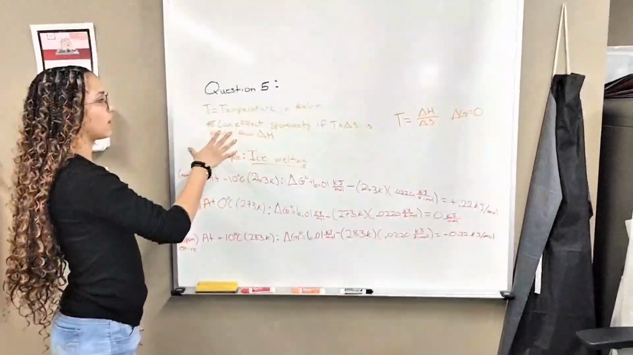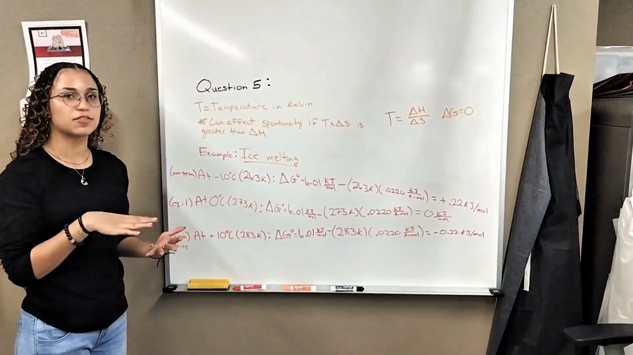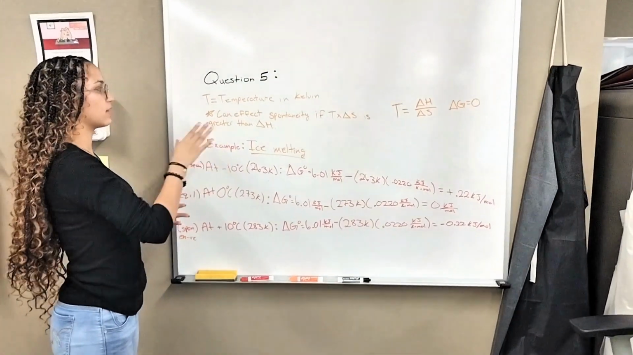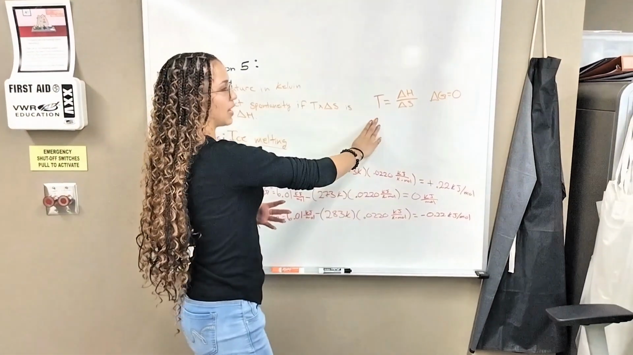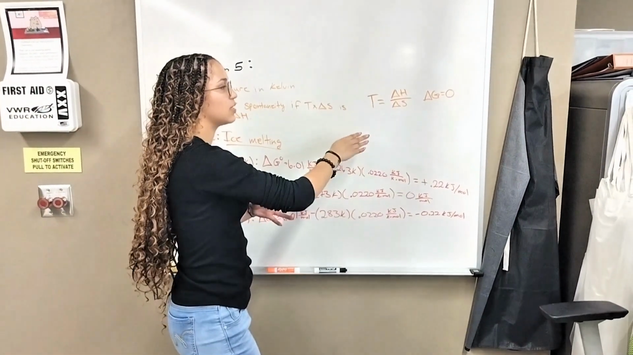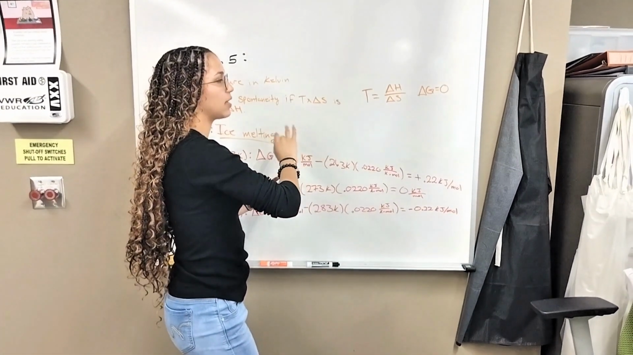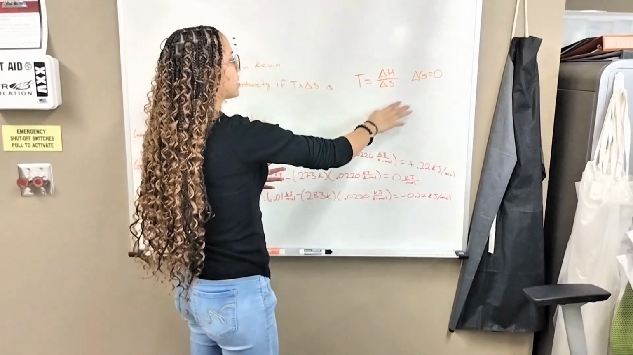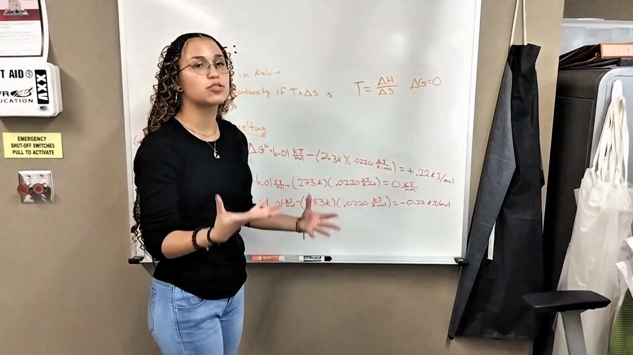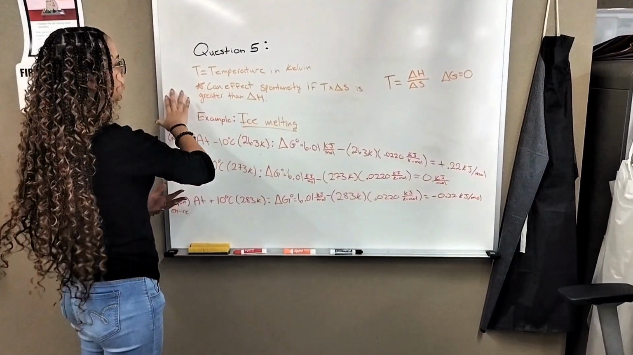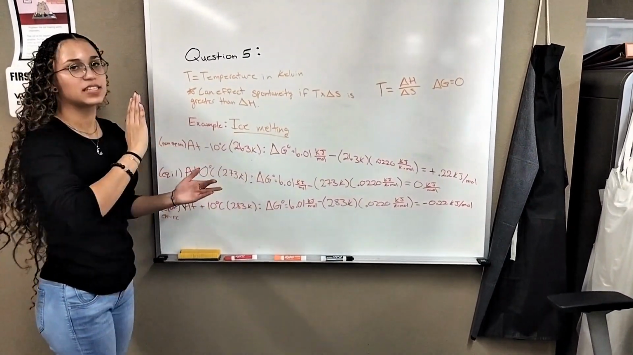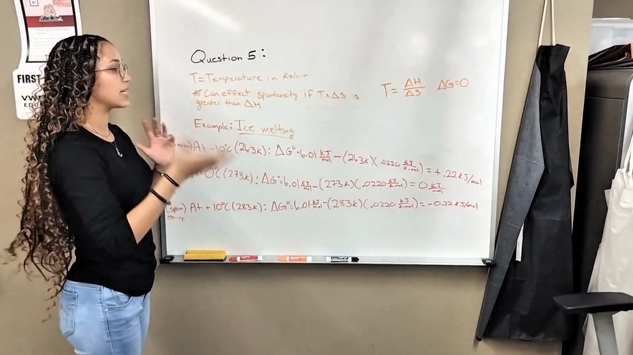Question number 5 is all about temperature, and in the Gibbs free energy change equation, it's going to be temperature in Kelvin. To find temperature by itself, you'd have to do delta H divided by delta S. Delta G isn't involved in this equation because it's assumed to be 0. Temperature is important because it can affect your spontaneity drastically.